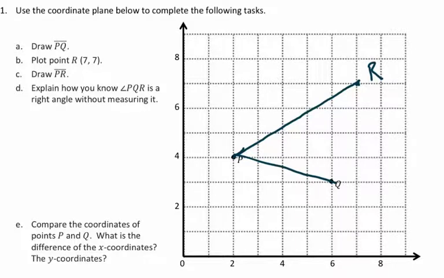Okay, so PQR, let me put that angle in for you. So PQR would be right here. And how do we know that this is a right angle without measuring it? So let me go ahead and do some triangles on here just to show you. The triangle I drew in yellow, if you notice, I'm going from point P, going down 1 unit and going over 4 units.